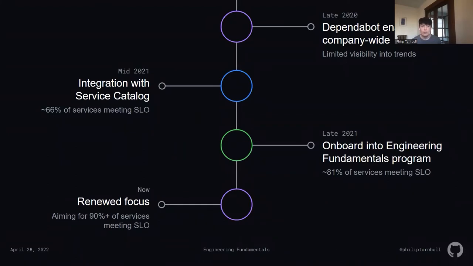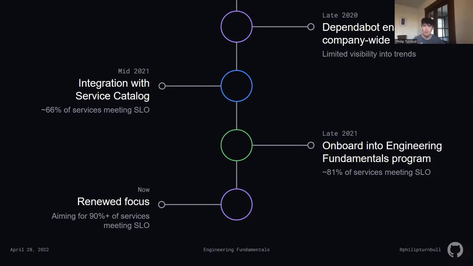So at this point, we decided to leverage the existing engineering fundamentals program. We integrated with Service Catalog to create the dependency scorecard in mid-2021. And then at that point, we had a clear overview about how Dependabot alerts are impacting our production services and what the risk was. At the beginning, we had about two-thirds of services with no Dependabot alerts past our defined SLO. We tracked these metrics through the program for a couple of months and found that the trend was pretty flat.